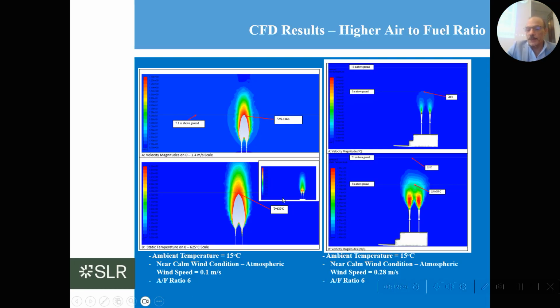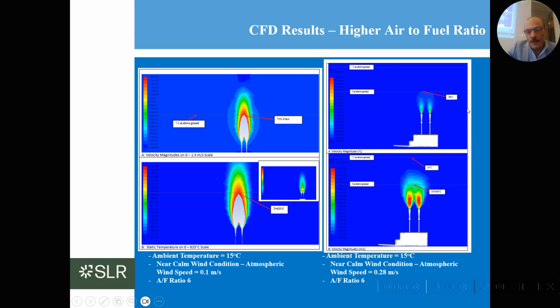Here, just showing previously, I looked at the poor combustion scenarios. In this slide, I just assessed the impact of higher air-to-fuel ratio, and basically the combustion is more efficient. To the left, you could see the results for the near calm wind condition, where ambient temperature is 15 degrees and wind speed is 0.1 meter per second. You see the temperature is significantly increased compared to the previous scenario due to the improved combustion efficiency.